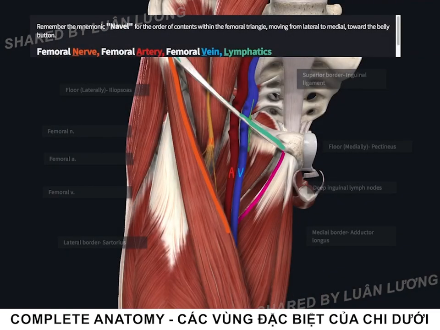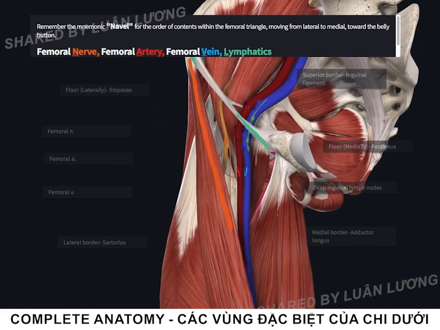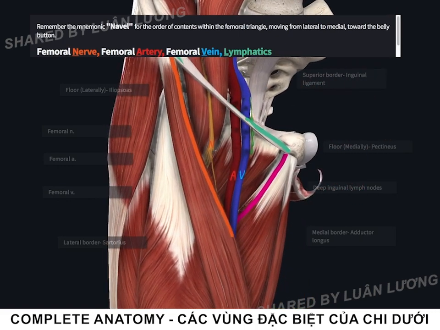The femoral triangle is a triangular region in the anterior thigh that will help you identify many of the structures within this part of our body. To help you remember the sequence of the structures within the femoral triangle, I like to use the simple mnemonic NAVEL, which will help you remember the order from lateral moving medially: the femoral nerve is the most lateral structure within the space, followed by the femoral artery, the femoral vein, and then lymphatics.